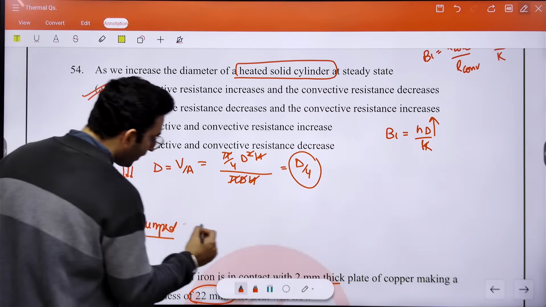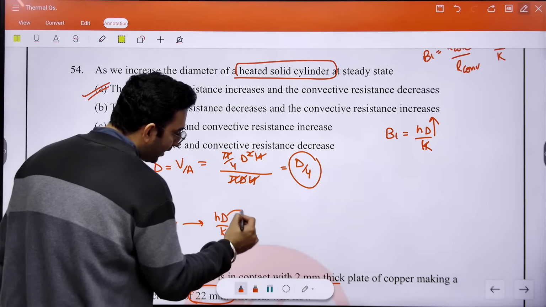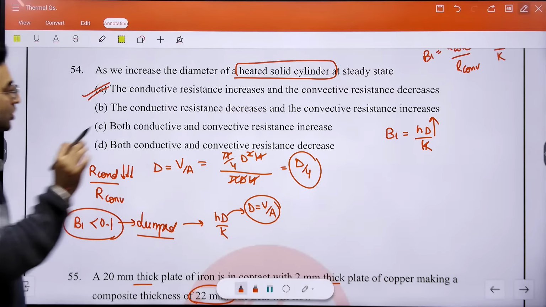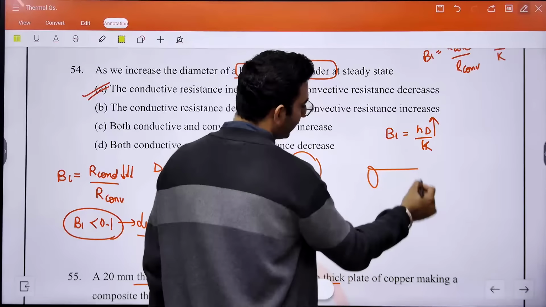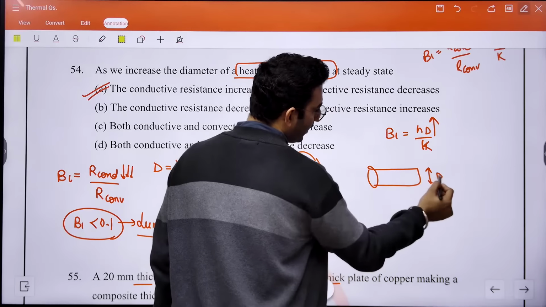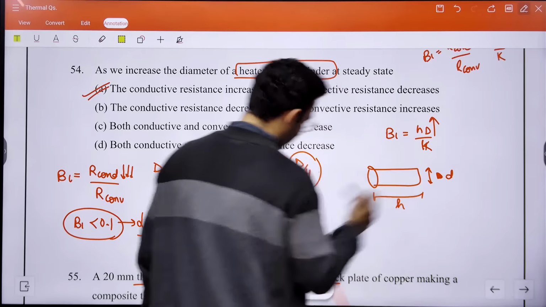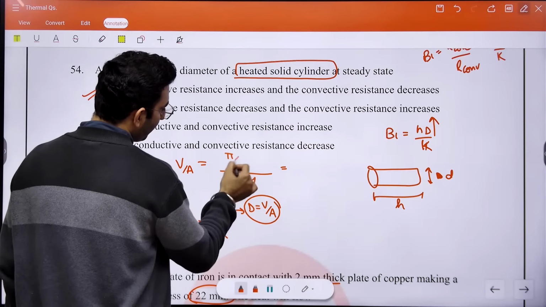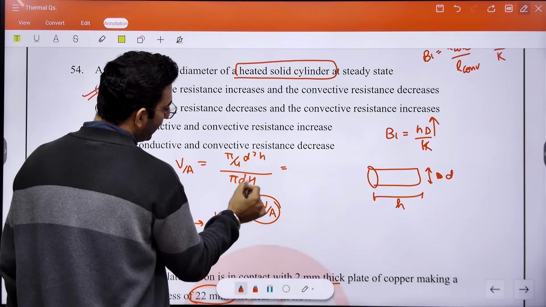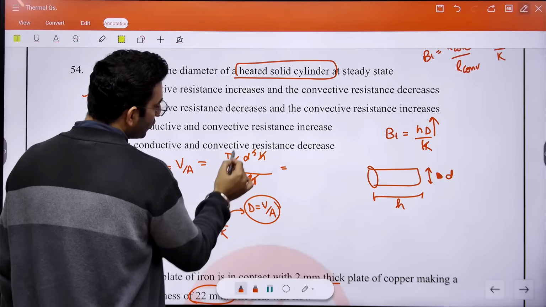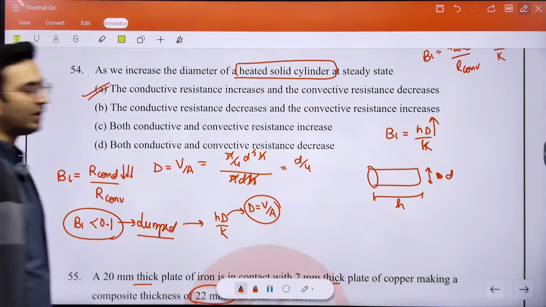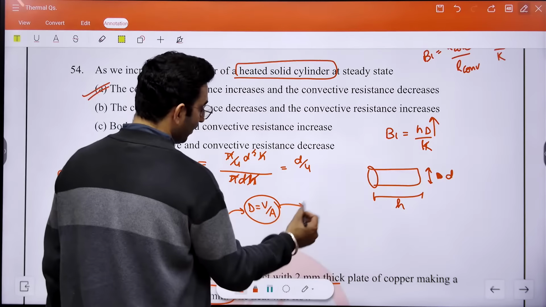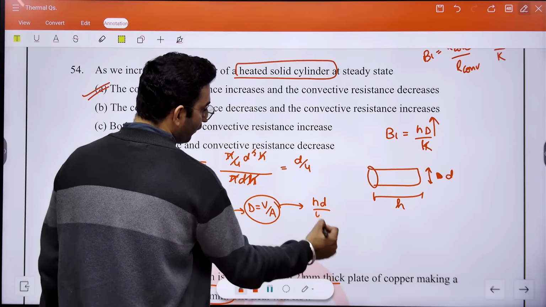Now, what is the formula of the Biot number? It is hD by k. What is D here? The characteristic dimension, which is given by volume by area. Suppose you have a cylinder with diameter small d and height H. The volume is pi by 4 d square h and the area is pi d h. So you get the characteristic dimension as small d by 4. In this case you get the formula h d upon 4k.